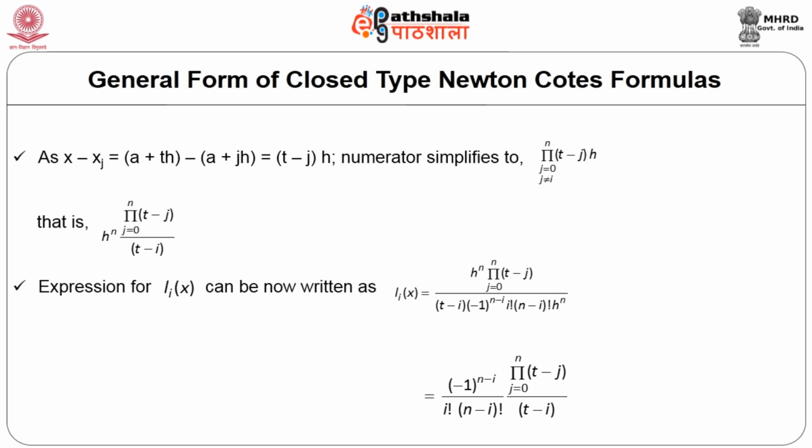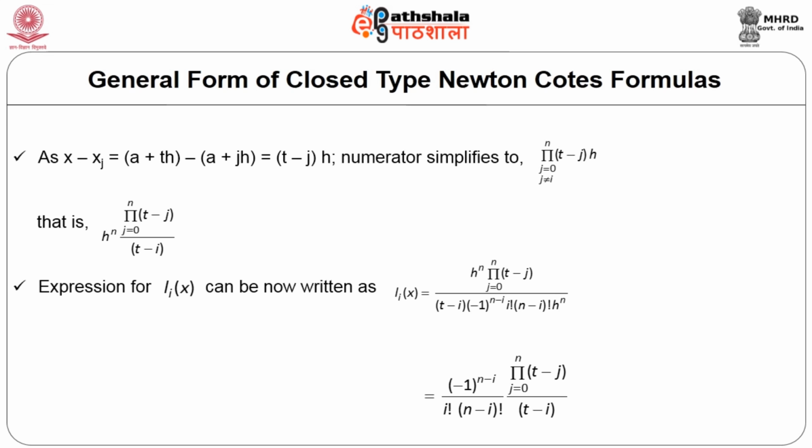Now x is any point in the interval AB. I can express x as a plus th, where t ranges from 0 to n. When x is a, t is 0. When x is x1, t is 1. When x is x2, t is 2, and so on. When x is xi, t will be i. In general, I can express x as a plus th. So now let us simplify.